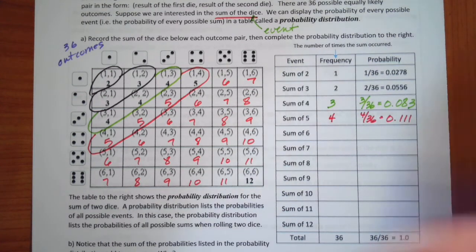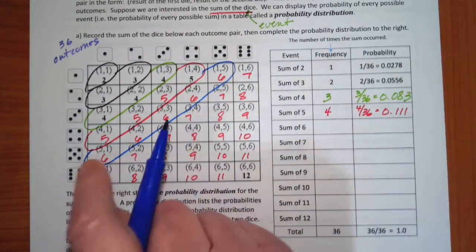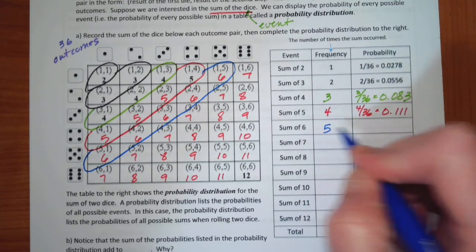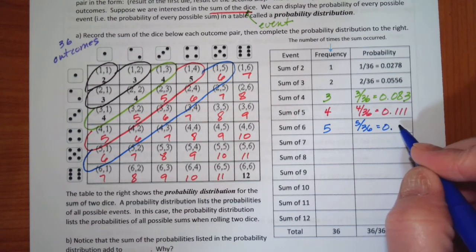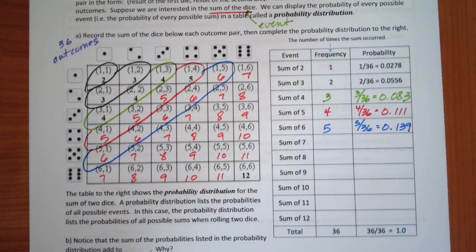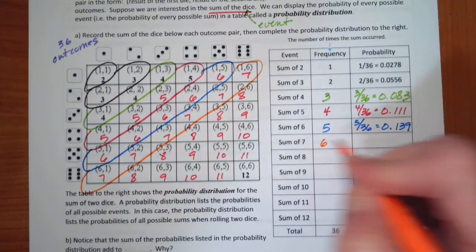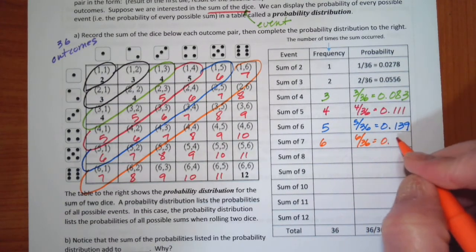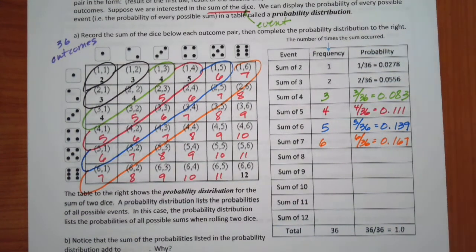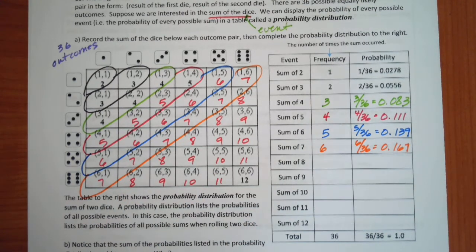I'm going to use up all the colors on this one. A sum of 6. There are 1, 2, 3, 4, 5 ways to do that. 5 out of 36 gives me 0.139. Then we have a sum of 7. There are 6 ways to do that. 6 out of 36 is 0.167. Okay. Now notice they took it to 4 places here. I quit at 3 because I write big and I ran out of room.